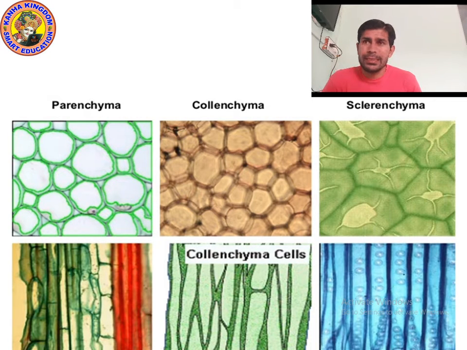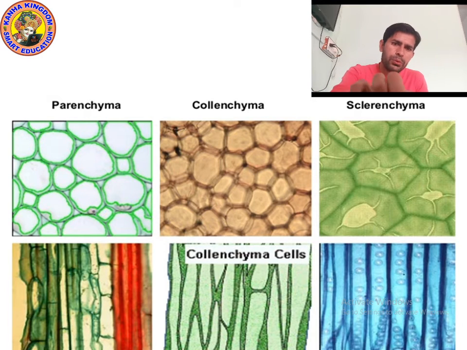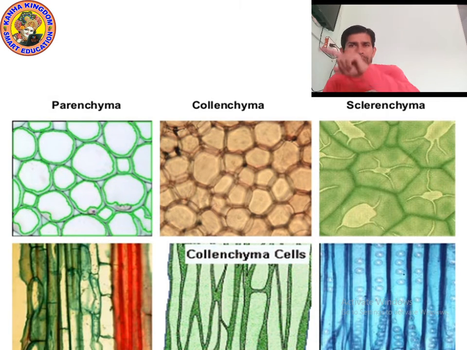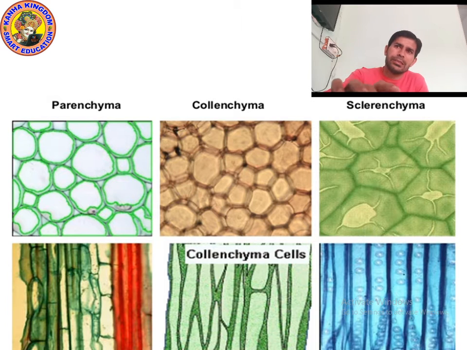Okay, as you can see, three pictures: parenchyma, collenchyma, sclerenchyma. Look at the first picture, parenchyma. If you look closely, you will see these cells. I have shown the cells of parenchyma in green color, and there is a space. Can you see that space? It is known as intercellular space.